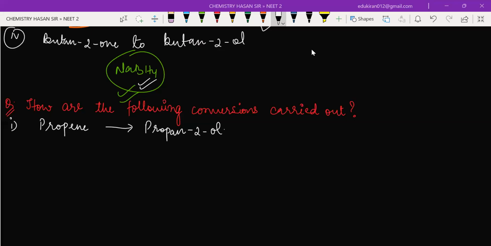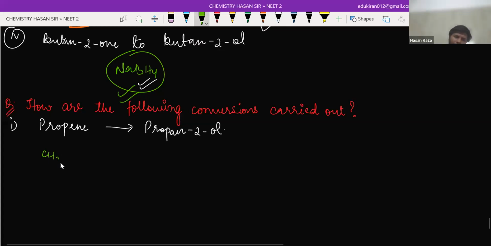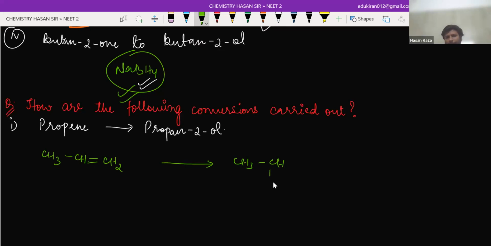Very good also. So the first one is very easy. As you can see, you need to prepare propan-2-ol from propene. This is the structure of propene. You need to do acid catalyzed hydration, and again Markovnikov's rule is followed: OH will go to this carbon because it has lesser number of hydrogens. Very easy.